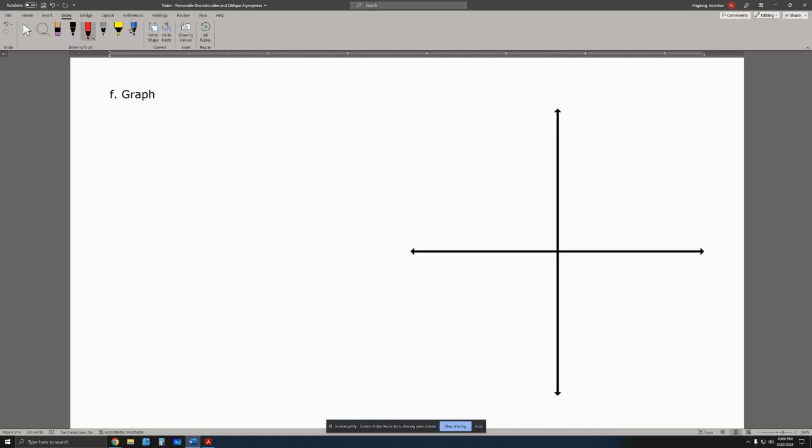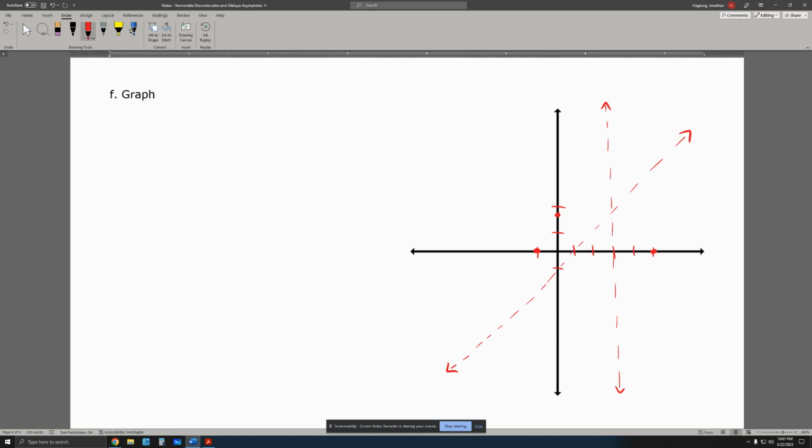So we'll start with our vertical asymptote at x equals 3. We've got an x-intercept at negative 1. We've got another one at x equals 5. We've got our y-intercept of 5/3. So 5/3 is about 1 2/3. So that's right about here. And then we've got our oblique asymptote, which is y equals x minus 1. So I know that that has a y-intercept of negative 1 and a slope of 1. And so that looks like this here.